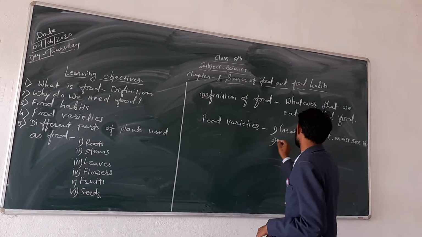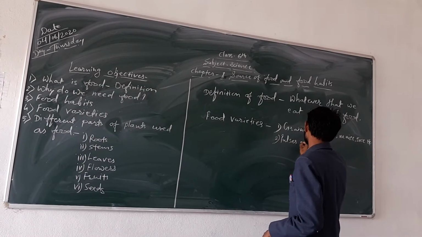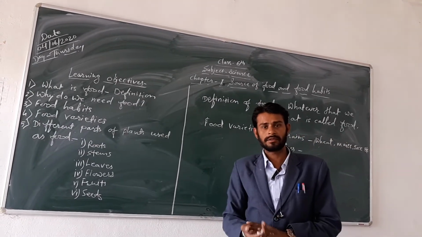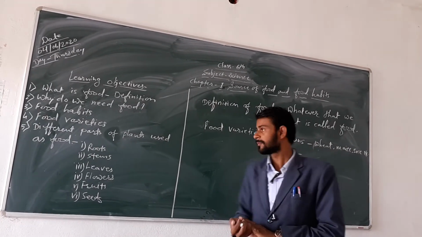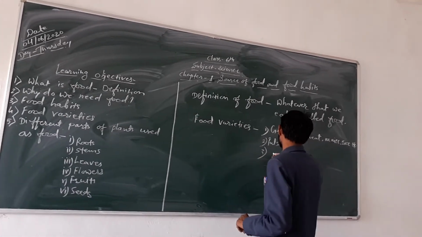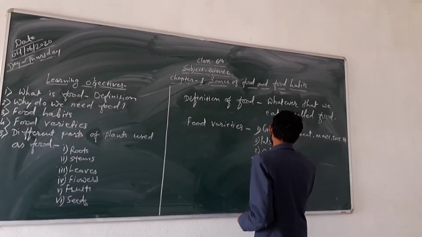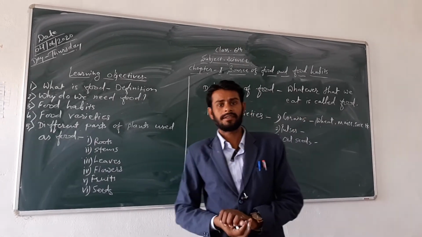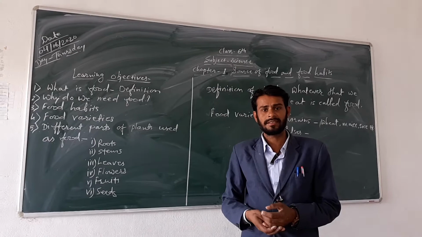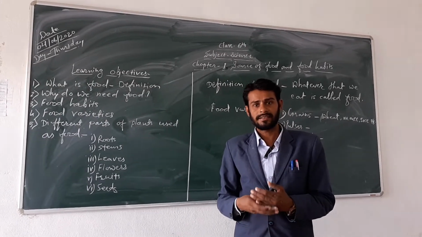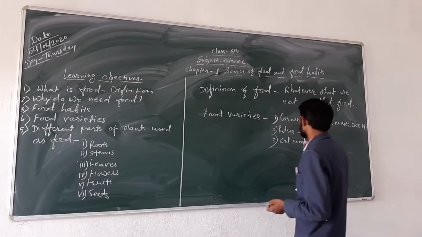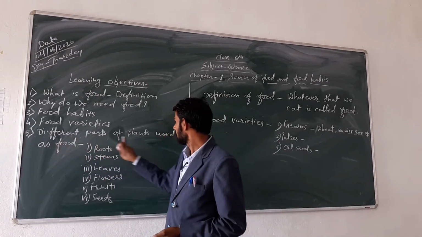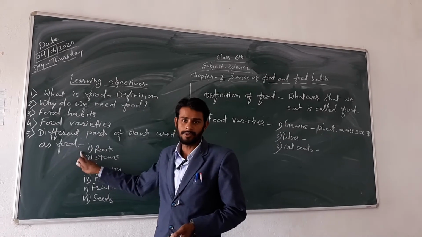The second one is pulses. All kinds of pulses that you eat like tur, moong, gram, etc. Third, oil seeds. In oil seeds, you eat like groundnut, mustard, linseed, lentil, etc. Okay. So now the next point is different parts of plants used as food.